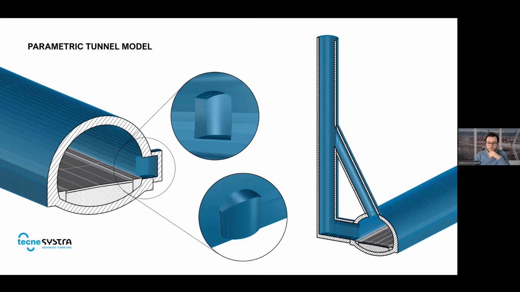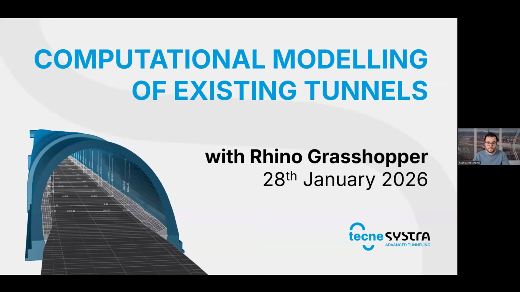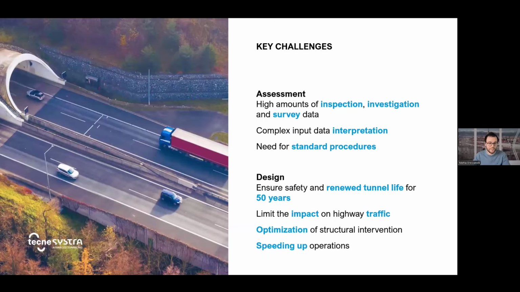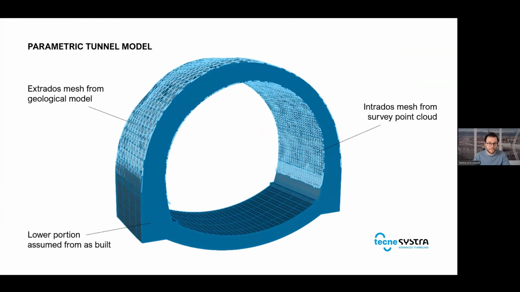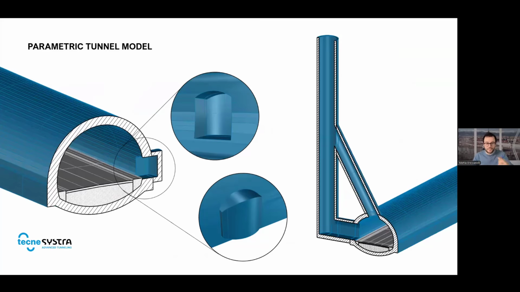And then we can model the road as well. The mouse keeps moving the slides, which is weird. Okay, let me go back. Okay, I won't use the mouse. I won't touch it.